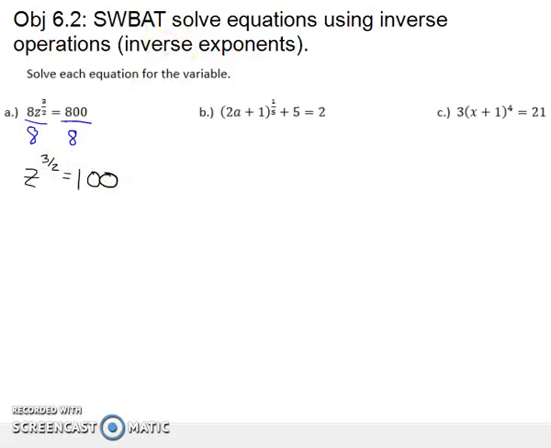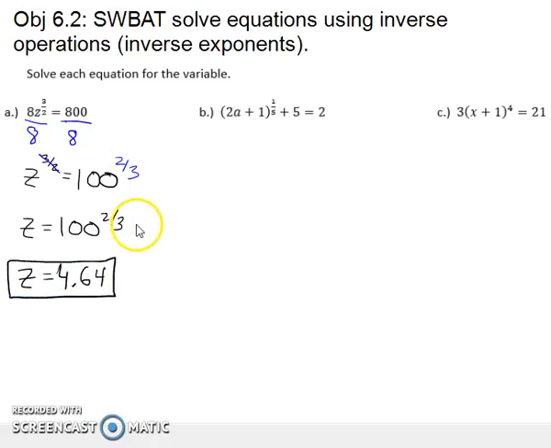And then the last thing we're going to do is the inverse operation. So that's going to become 2/3 on this side. That's the reciprocal of this. So z is equal to 100 to the 2/3. And if you actually type that into the calculator, which I'm going to do right now, 100 to the power of 2/3 is 4.64. And that is it. We've solved for z. We did not need a plus minus in this problem because the denominator was odd.